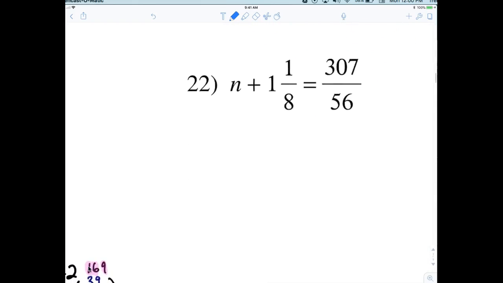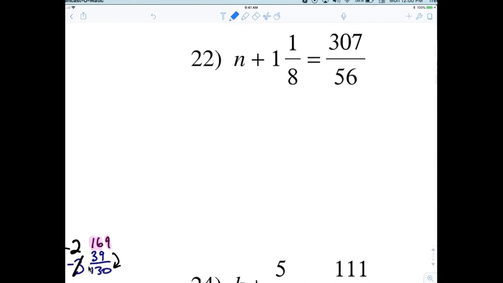Let's take a look at 22. Now, this one's kind of annoying, but I do agree with you. I'd rather make that one improper than try to figure out how many times 56 goes into 307. Does everybody agree with that? So let's go ahead and say this right here is n plus 9/8 equals 307 over 56. Is everybody okay with that?